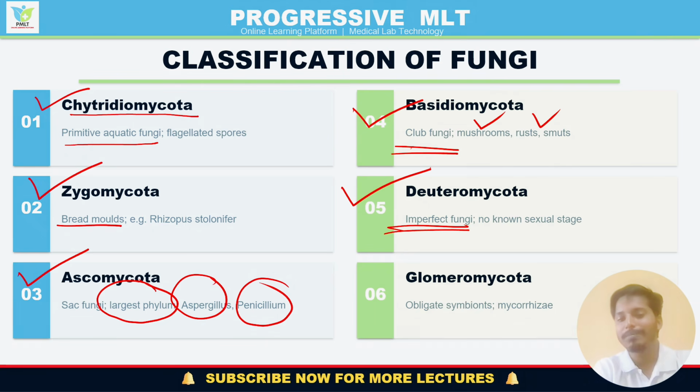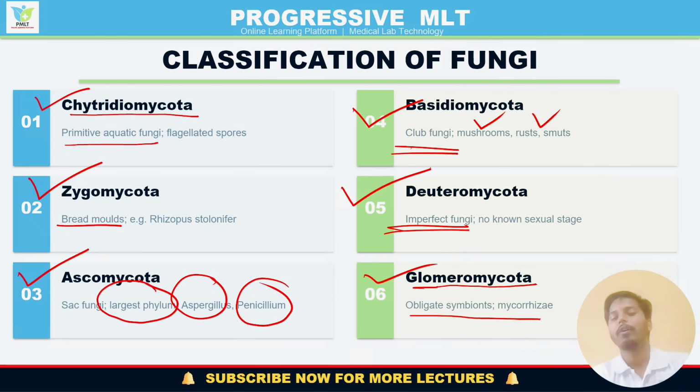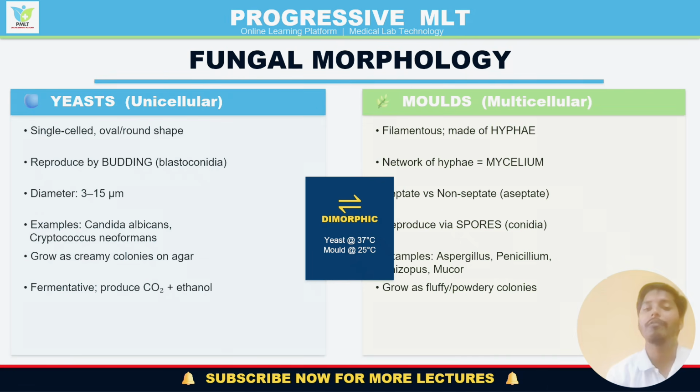Okay, last but not the least, that is Glomeromycota. They are obligate symbionts. That's all about the very basic classification of the fungus. Okay, now we are going to understand about fungal morphology.